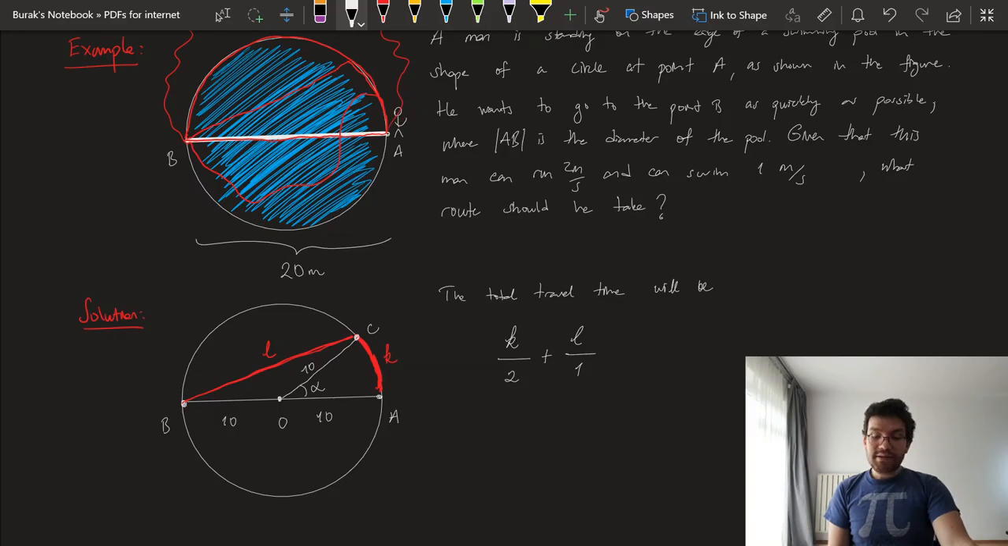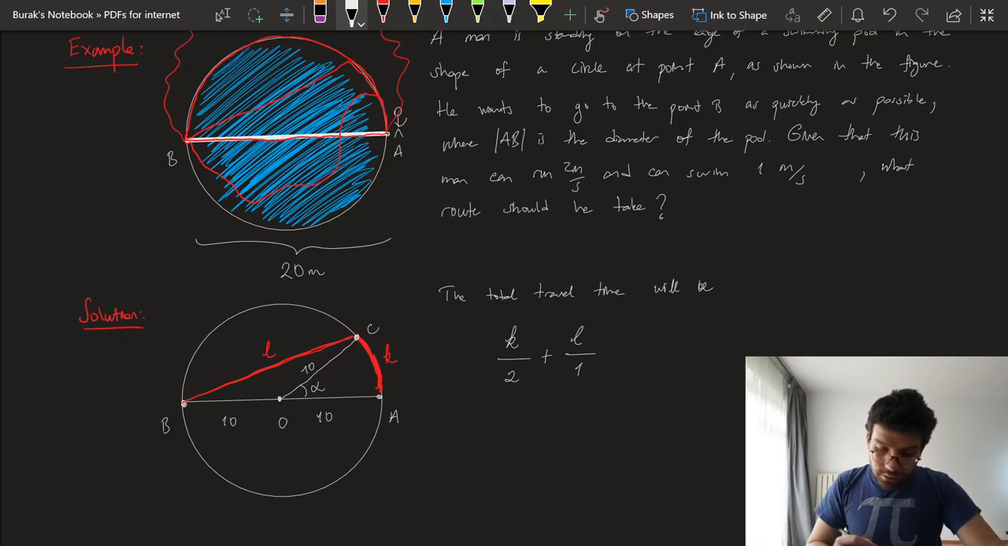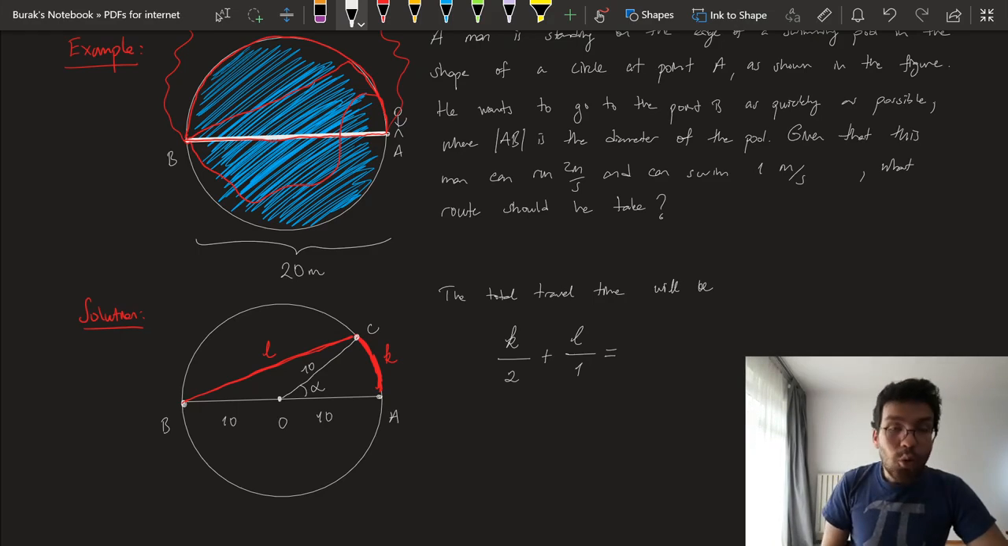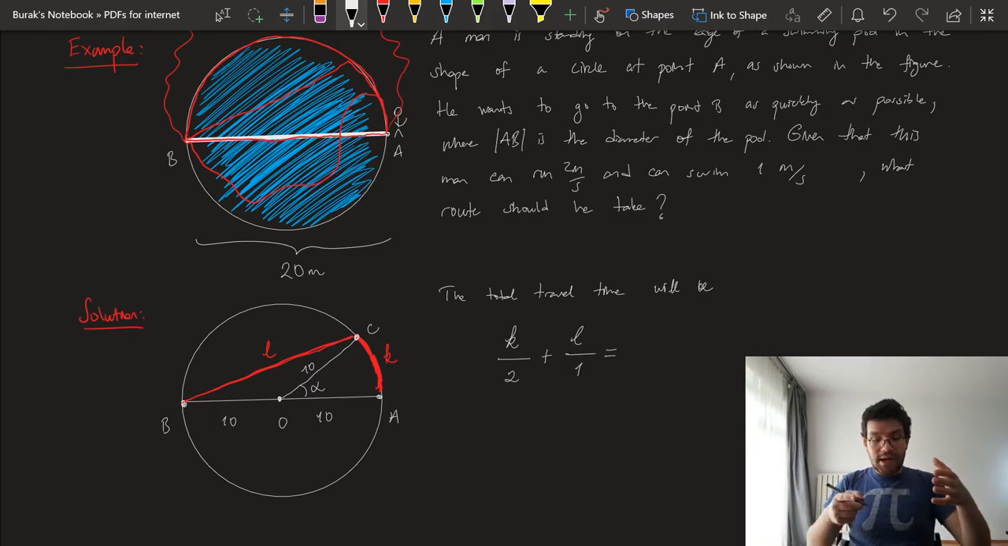So this is his total. This is his total travel time. Now let me try to figure out what K and L are in terms of alpha, because it seems as if K and L are two independent variables, but then this would be a function of two variables, and I don't want to optimize such a function because I don't know how. So I need to turn this into a function of a single variable.